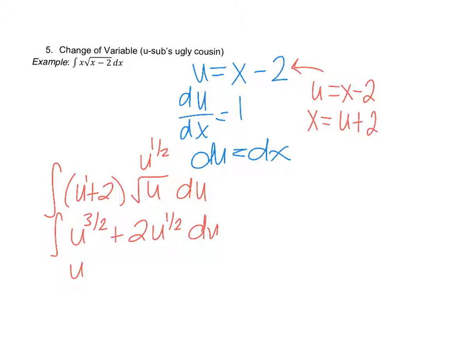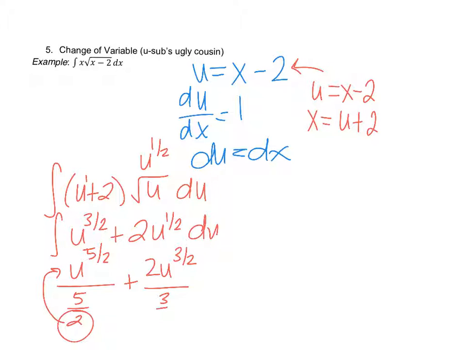So u to the 3/2 plus 1 is 5/2, divided by 5/2. That 2 is going to flip up next to it. Plus 2u to the 1/2. Well, I'm going to add 1 to the 1/2, I get 3/2, and I'm going to divide by 3/2. That 2 is going to flip up and affect that other 2, make it a 4. And I have my plus c, of course.